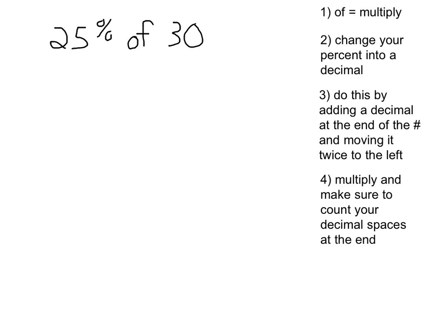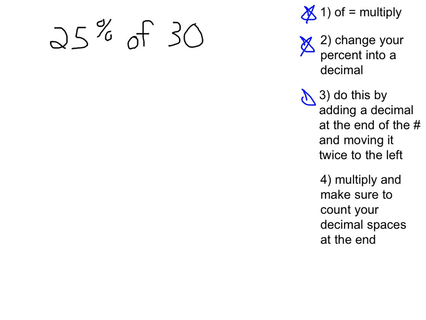Today we're going to learn how to calculate the percent of a number. In this example, we're going to find out what 25% of 30 is. So remember, of means multiply. First we need to change our percent into a decimal.